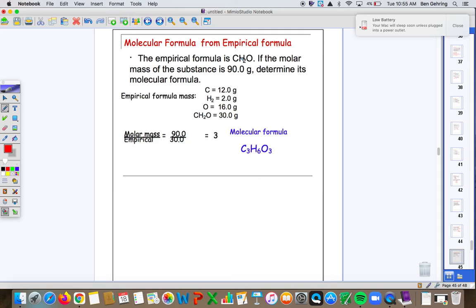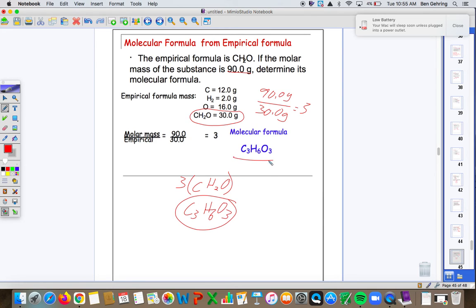Okay, empirical formula for a substance is CH2O. If your molar mass is 90 grams, determine the molecular formula. So we know carbon is 12, hydrogen is 2, oxygen is 16, so my formula weight is going to be 30. That's my molar mass of your empirical formula is going to be 30. We're going to take big number divided by small number. 90.0 divided by 30. 9 divided by 3 is going to be 3. So I'm going to take CH2O, I multiply the whole thing by 3, and I'm going to get C3H6O3 as my molecular formula as shown here.